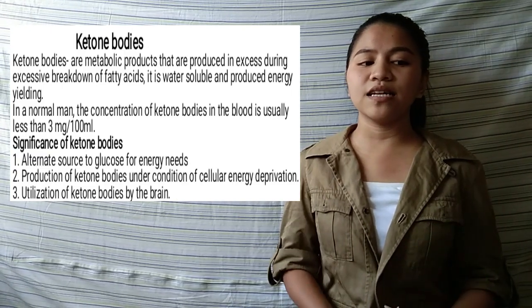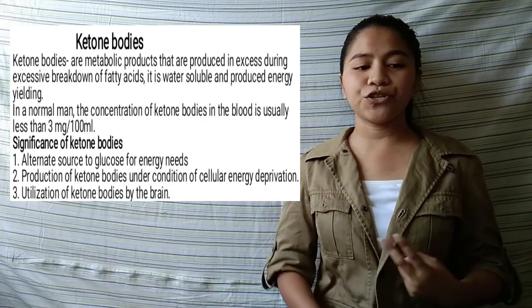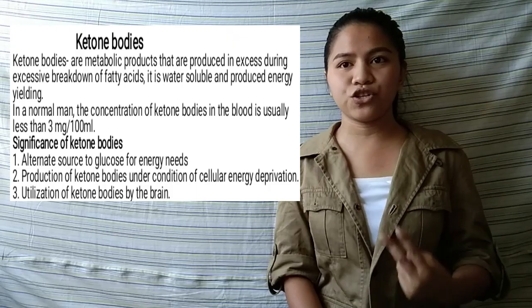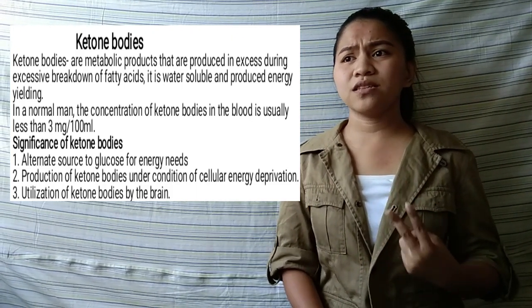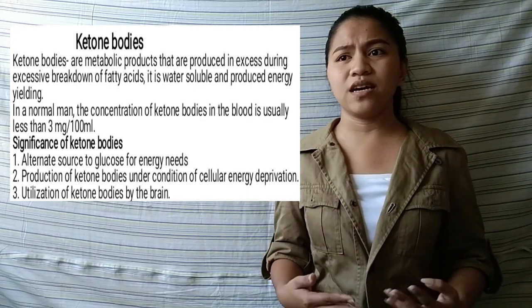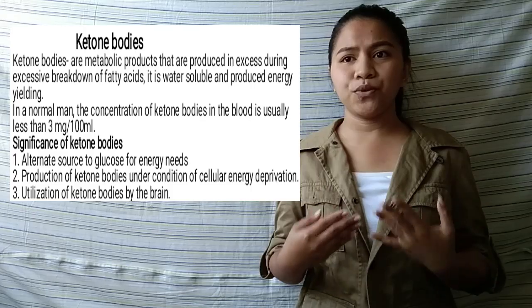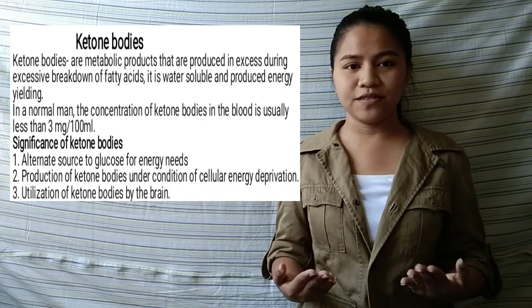We have the second significance of ketone bodies: production of ketone bodies under condition of cellular energy depletion. In this significance, the ketone bodies are produced when excessive fatty acids are being oxidized. It is because of increased adipose tissue lipolysis, and glucose availability to the cells is limited.